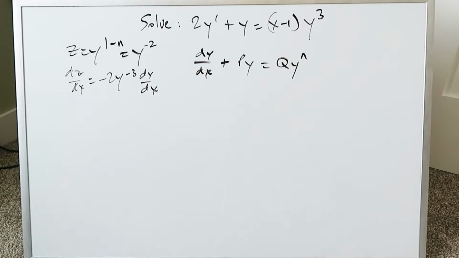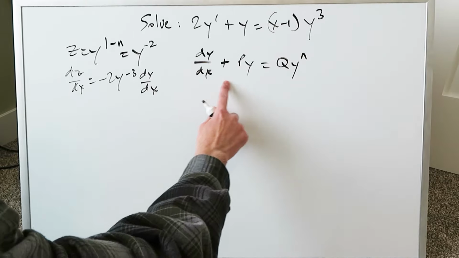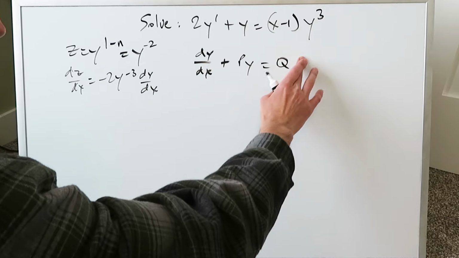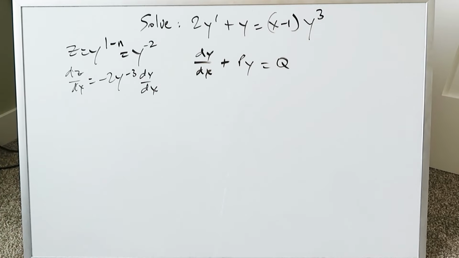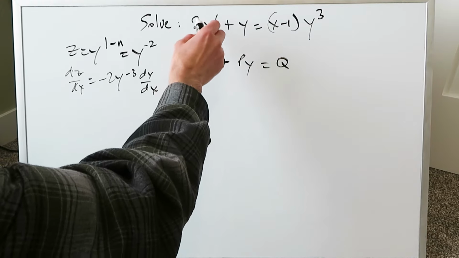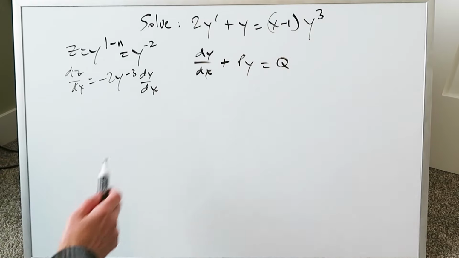There's some items you need to eliminate because you want to have something which would look like this in the end. But we have a coefficient here which needs to be eliminated. We have a y cube which has to be eliminated. You can essentially divide everything by 2, and then you can divide everything by y cube.